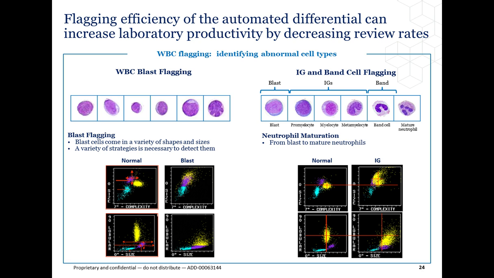Flagging efficiency of the automated hematology white count and differential technology is an important contribution in increasing productivity by accurately decreasing the review rates. So in other words, when developing new technologies, many cellular characteristics must be factored in to try to understand and identify, especially the immature cell types. As you can see, in the WBC blast flagging on the left-hand side, the variation in blasts is great, with a high degree of shapes and sizes, and therefore a variety of strategies is necessary to use our detection systems to help find these types of immature cells.